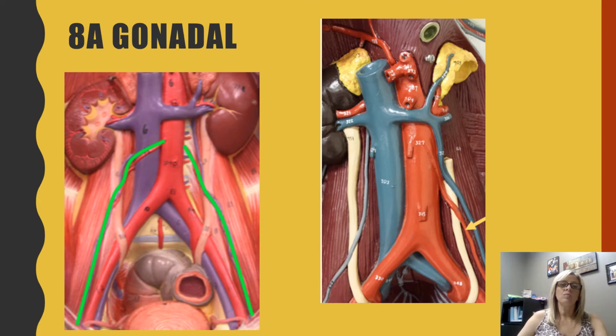All right, so next we have the gonadal arteries, and these go to the gonads, which are going to be ovaries in the female and testes in the male. So we can also call these ovarian arteries or testicular arteries. You can see they're paired. They're highlighted in green right here on the picture to the left so that you can see them a little bit better.